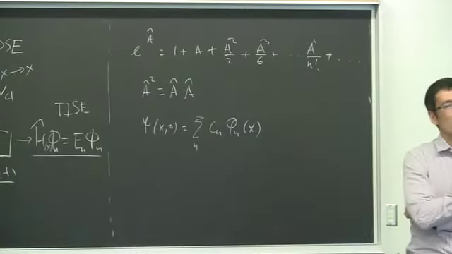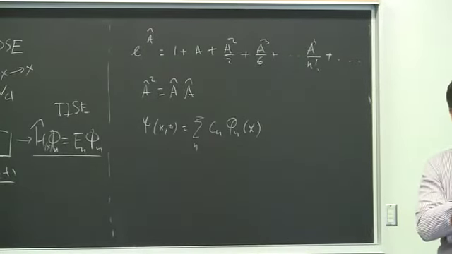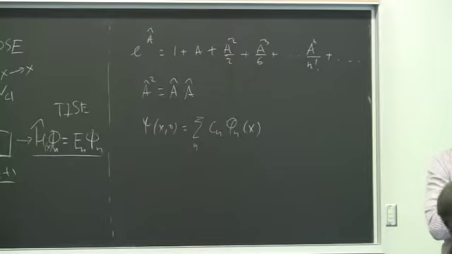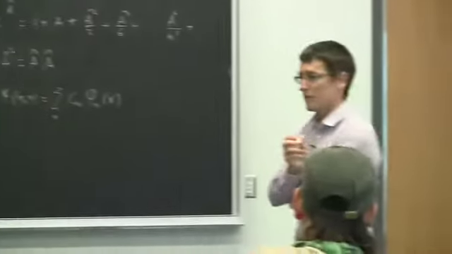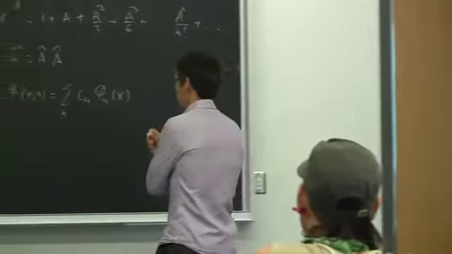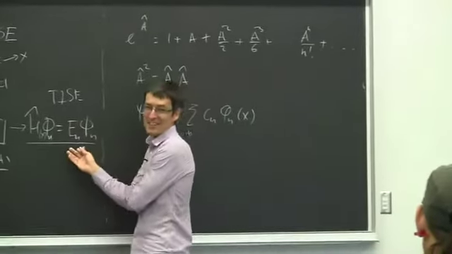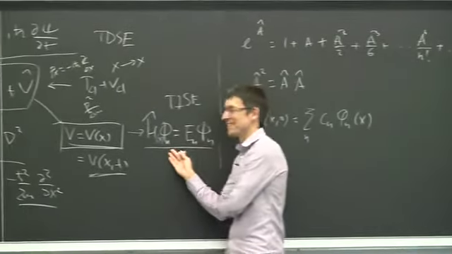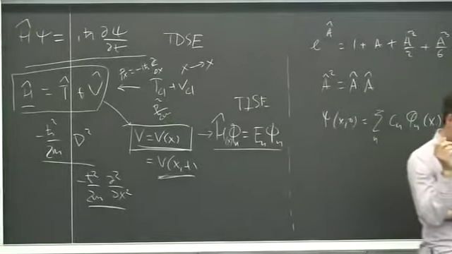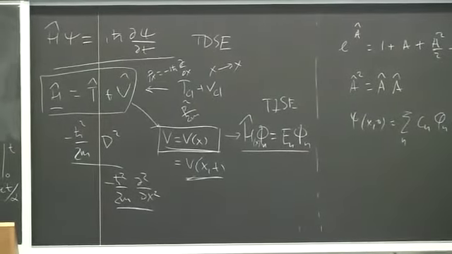So 5a multiplied by 5n, if they are orthogonal. Okay, that's not the answer I'm looking for. The answer I'm looking for is written here. Right, so just let me remind you what the operator is.